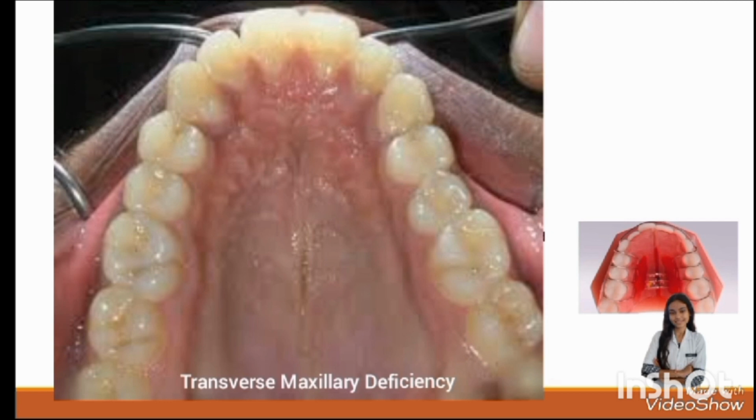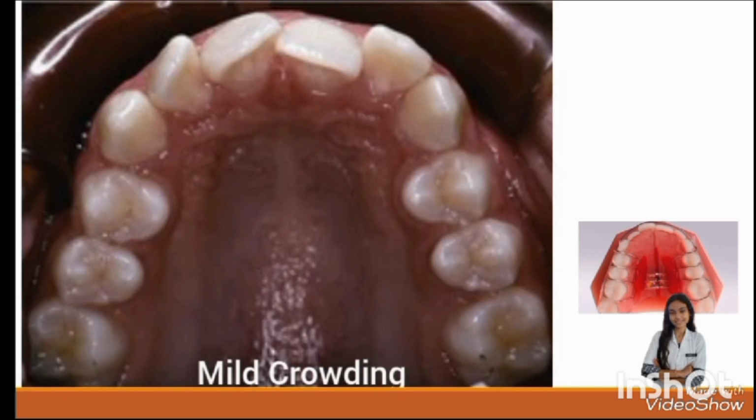Maxillary expansion is undertaken for the correction of posterior crossbite. It may help to eliminate mandibular displacement associated with functional crossbite. It is also used to treat bilateral crossbite involving buccal teeth. Then mild crowding. Maxillary arch expansion may be used in certain carefully selected cases for the relief of mild crowding. It is most effective when mild crowding is combined with a narrow dental arch.